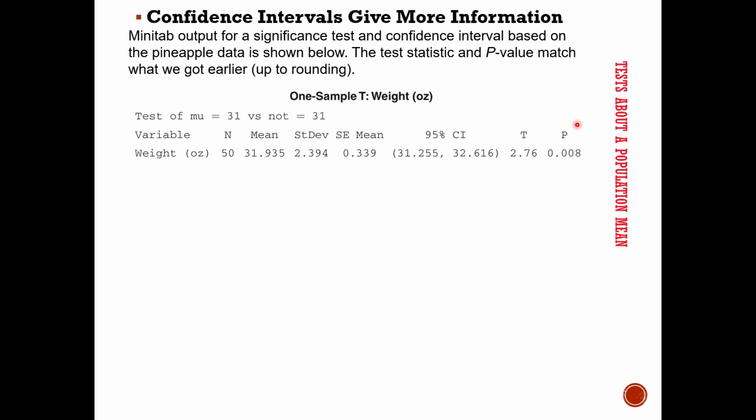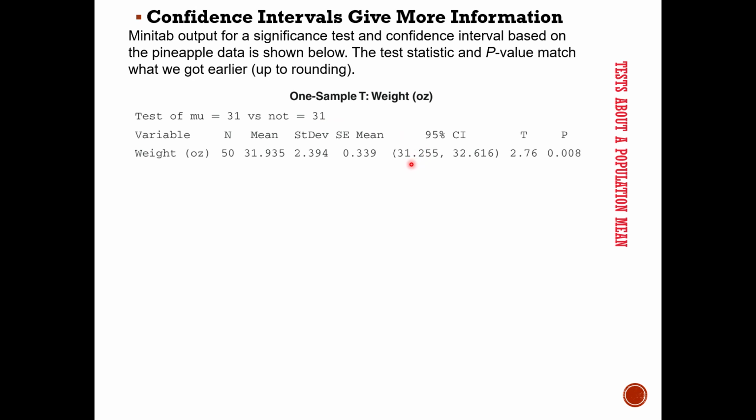And again, we do see that p-value over here with a t of 2.76 and degrees of freedom of 49. We do come up with a p-value of 0.008, which of course is going to be significant at the alpha level 0.05. Now, the 95% confidence interval, remember, this gives us a little more information. We've got 31.255 as our lower limit, and we got 32.616 as our upper limit of this confidence interval. Notice, it does not include 31, which of course lines up with our significance test, because our significance test says it's not going to be 31.